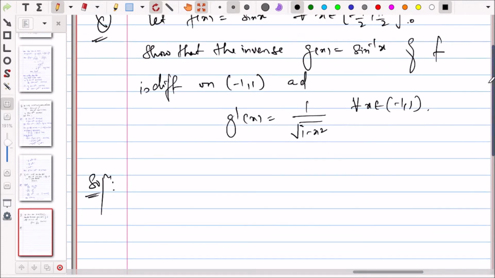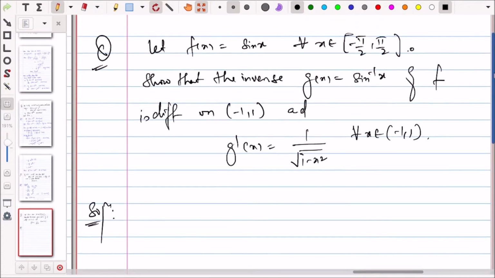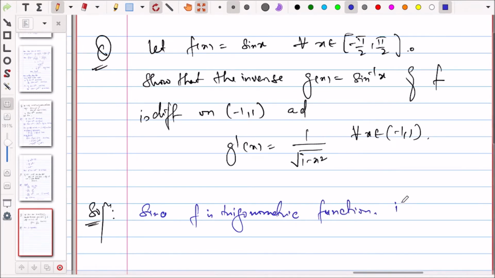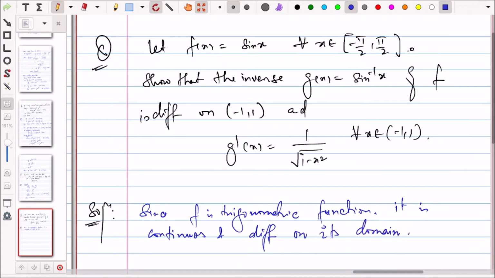So again we have to apply inverse function theorem. So उसके लिए क्या करेंगे? sin x को continuous and strictly monotone. Since f is a trigonometric function, so it is continuous and differentiable on its domain, right?